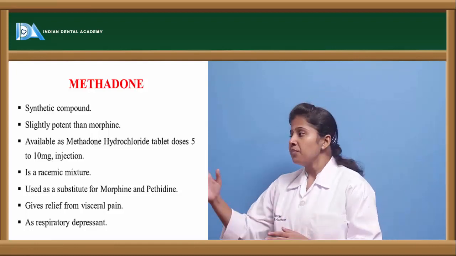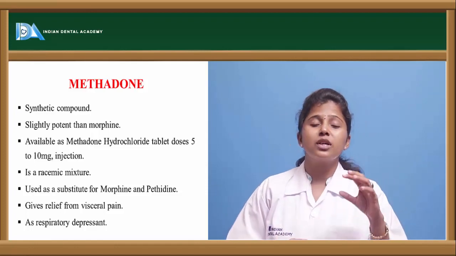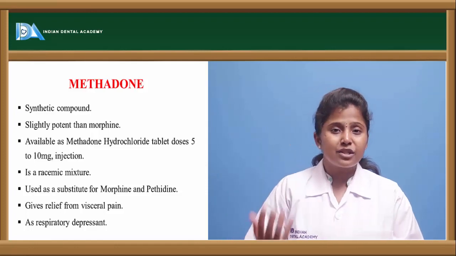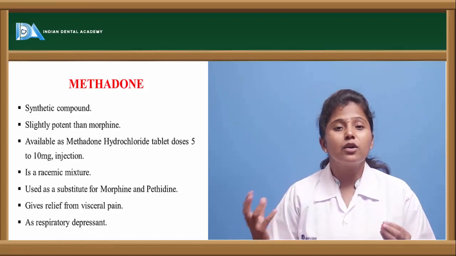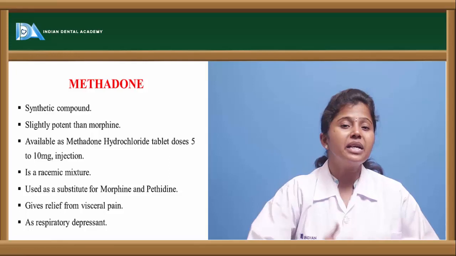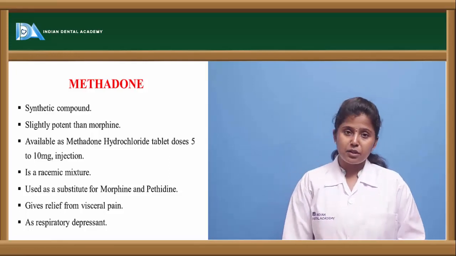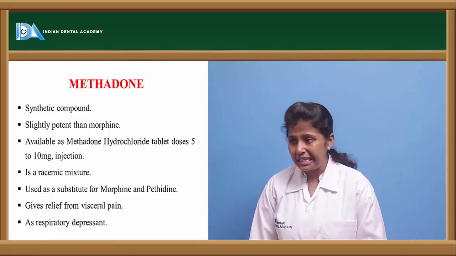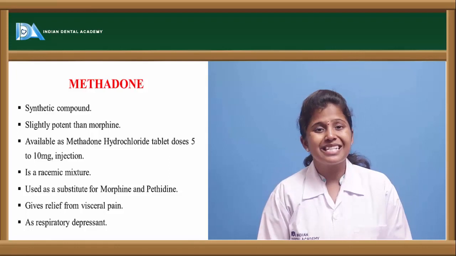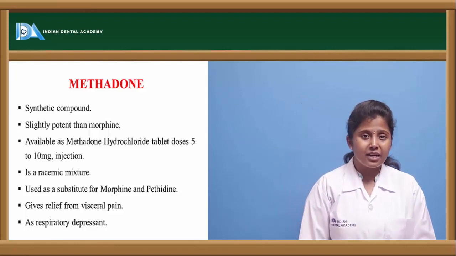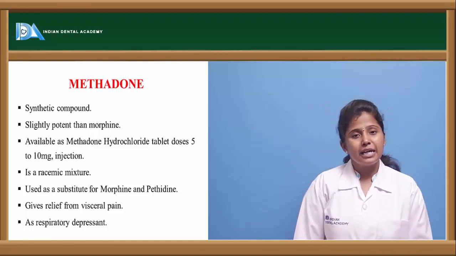In the same way, the methadone preparation contains both forms, the levo form as well as the dextro form. Because of the racemic mixture it shows better action when compared to morphine, and it is used as a substitute for both morphine and pethidine, and it relieves even visceral pain also. If there is any pain in the visceral areas, it relieves the visceral pain, and it is used as a respiratory depressant.